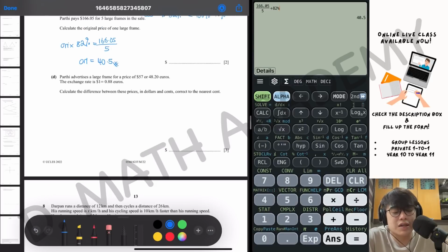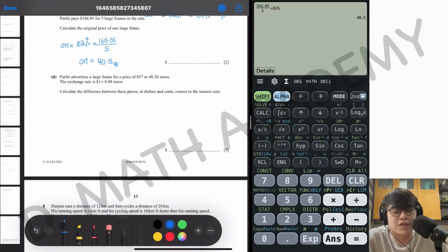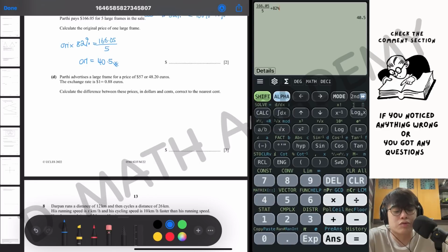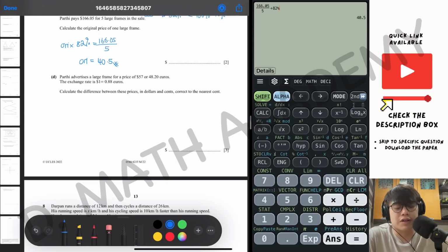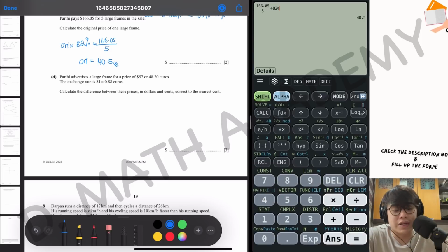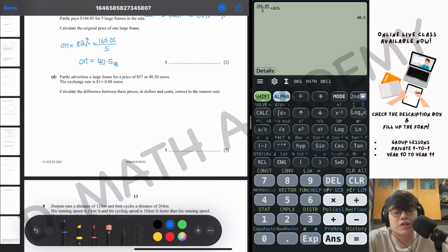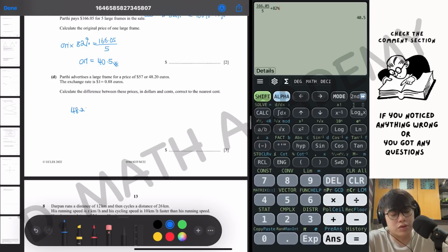Party advertised a large frame's price for 57 or 48.2 euros. The exchange rate was $1 to 0.88. Find the difference in price in dollars. So you don't have to change the 57 anymore. Your only task was to convert the 48.2 into dollars. So to do that, you will divide it by 0.88.